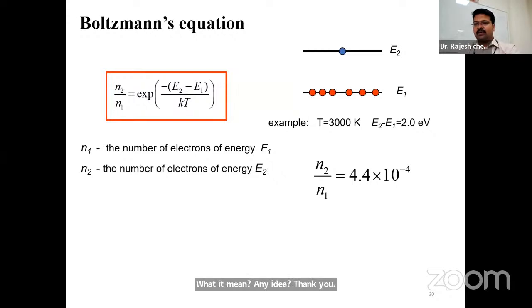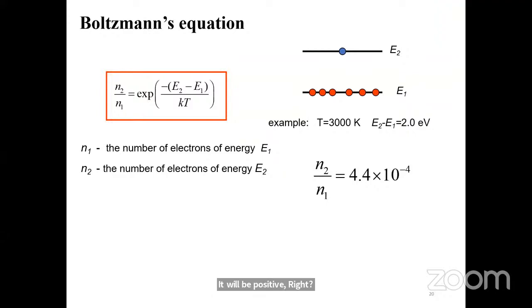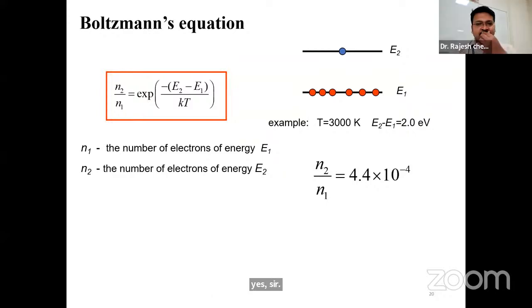Just transfer the N1 to this side, and transfer this value to the N2 side. What we can see is that we have more population inversion at a particular temperature, right? What will happen? The 10 raised to minus 4 on this side comes to this side. It will be positive, right? Yes, sir. Okay, so like this, we have to calculate.